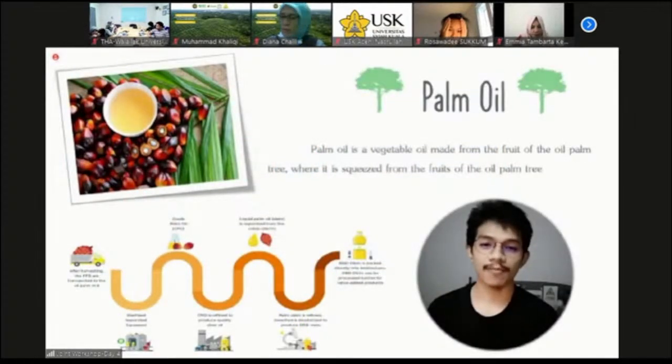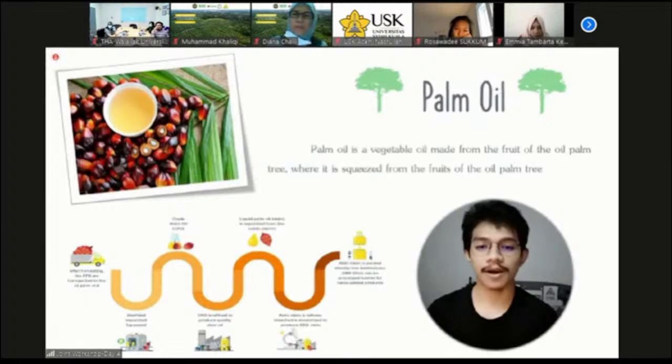As mentioned, palm oil is one of the highest contributors to deforestation. Hence, it is important to investigate how true this is. So what exactly is palm oil? Palm oil is a vegetable oil made from the fruits of the oil palm tree, where it is squeezed from the fruits. One palm tree produces 40 kilograms of oil every year, and according to the International Union for Conservation of Nature, or IUCN, palm oil is important for global food security and economic development.